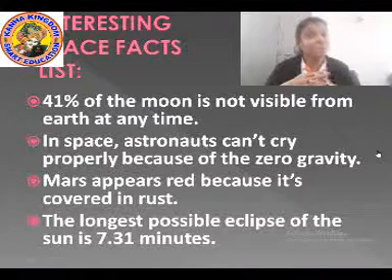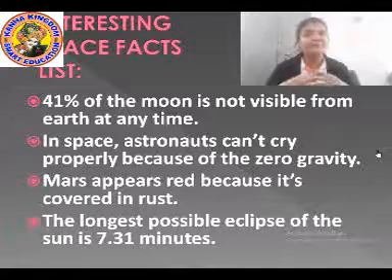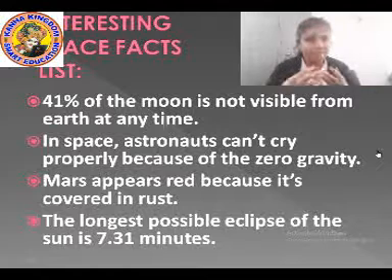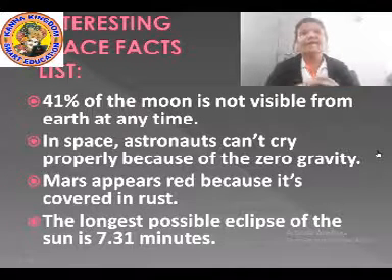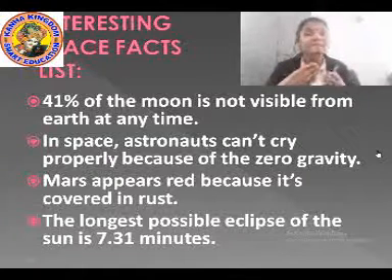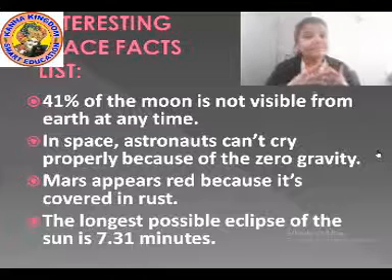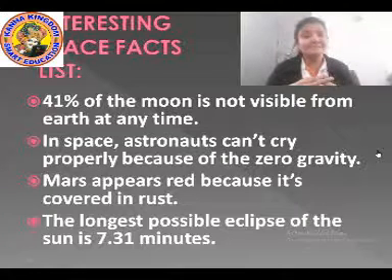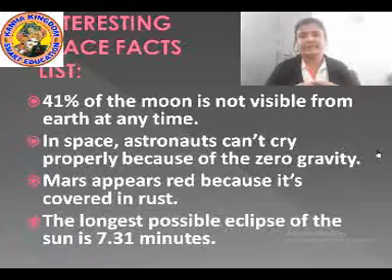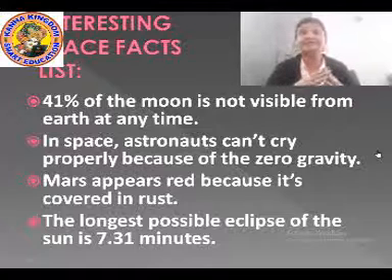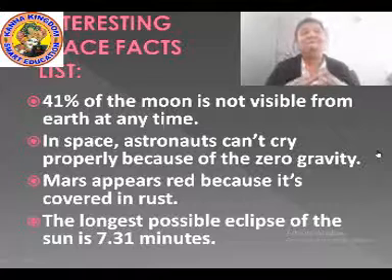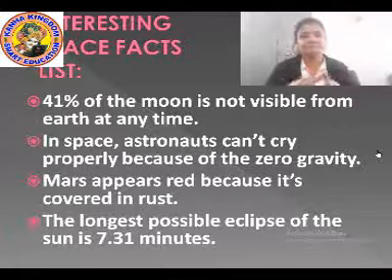While explaining the solar system, or when I showed you the picture of the solar system, I had told you about the planet Mars. I had also told you that Mars is known as the red planet. Why is it? Because it's covered in rust. Mars is covered in rust. That's why planet Mars appears to be red.